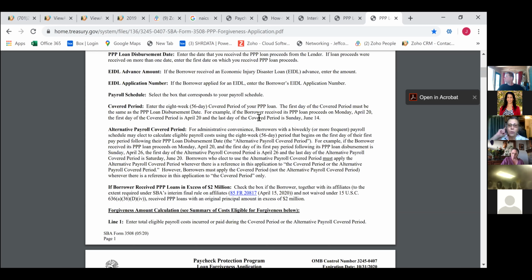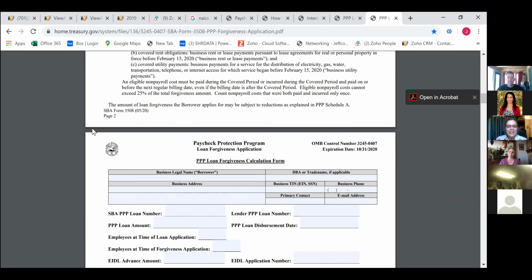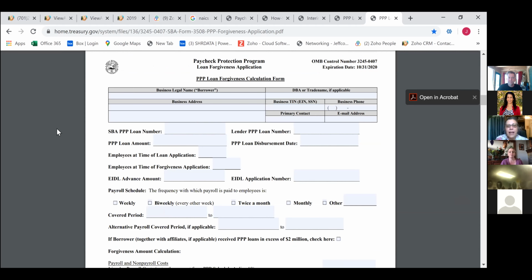Okay, so now we're going to go back down to the application. Now this covered period should be 56 days. And either you use the covered period or you will use the alternative payroll covered period. That's the one where it's still 56 days, but it's not used until you have your first pay period after you receive the money. All right.